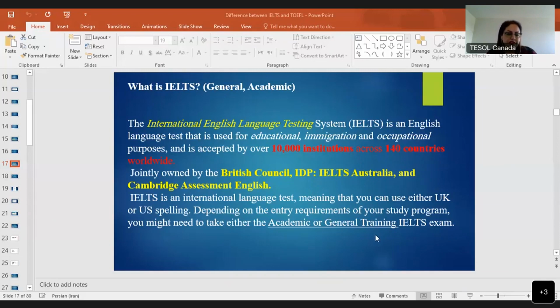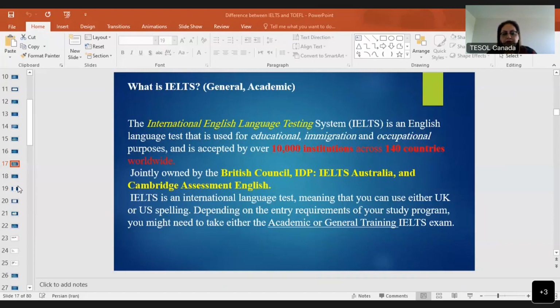75% of the time you hear a British accent, but there are still other accents like American, Australian, Indian, New Zealand. And depending on the requirements of your study program, you might need to take either the academic or the general test. Academic is usually used for university and general mostly for immigration.